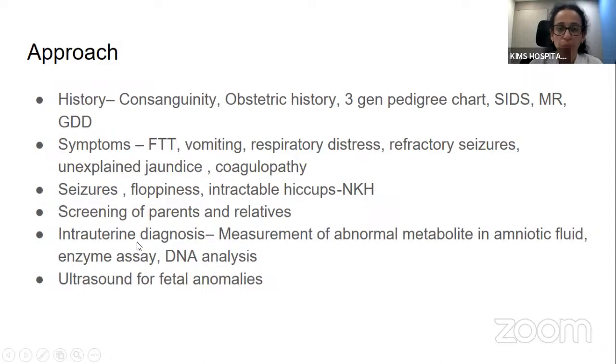Suppose we have a previous history of suspected IEM related death, intrauterine diagnosis can be done by measurement of the abnormal suspected metabolite in the amniotic fluid, as well as enzyme assay and DNA analysis. And ultrasound for various fetal anomalies can be done, like hydrops, ventriculomegaly, and different anomalies can be detected antenatally itself.